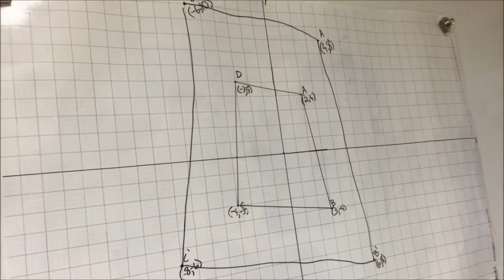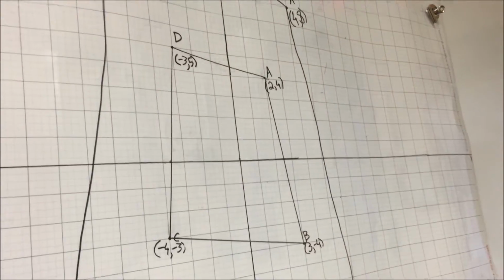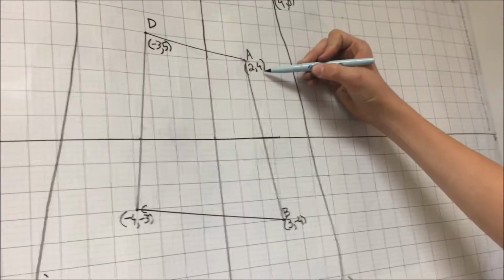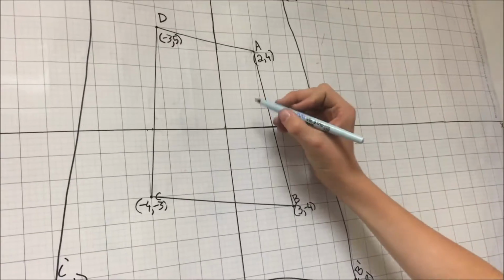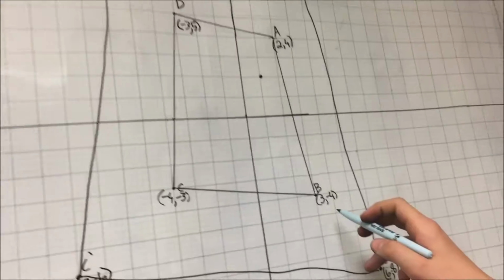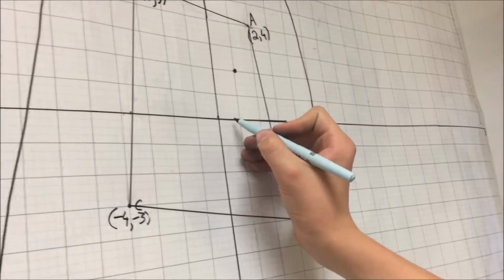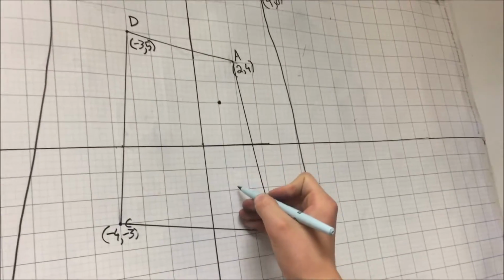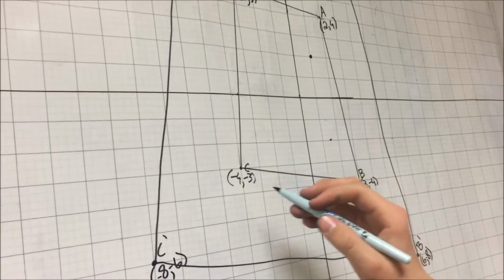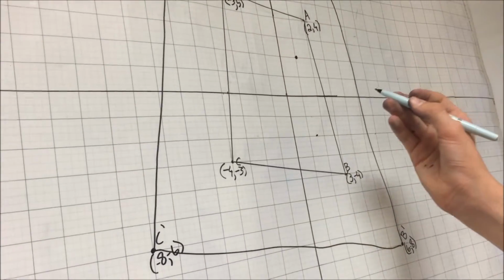All right, so next what we're going to do is make this figure half of its size. So simply divide it by 2. So 4 divided by 2 is 2, and 3 divided by 2 is 1.5. Then B, negative 4 divided by 2 is going to be 1.5, negative 2. And then we have point C, negative 4, negative 3. That's going to be negative 2, negative 1.5.